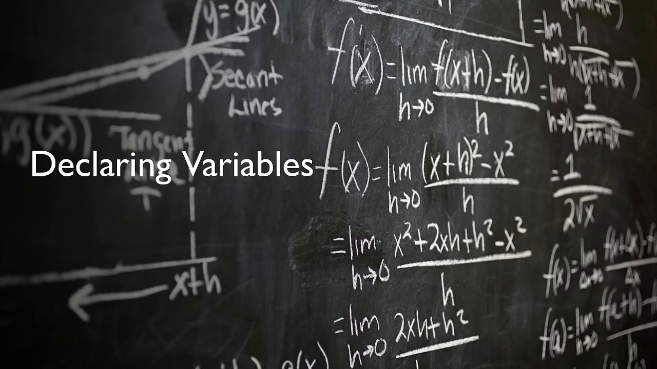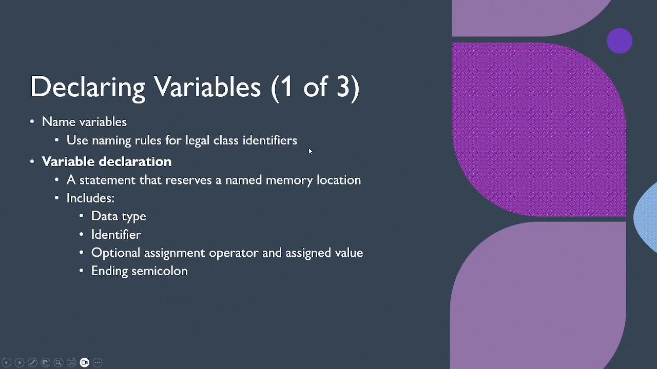Okay, so we've already talked about declaring variables a little bit. You guys can see how we declare variables in an IDE or in Java. But I do want to point out we need to use the proper naming rules and possibly conventions if you want to follow those, and you should, because it makes things more standardized. A statement that declares a variable needs to have a data type, the identifier. You can have an optional assignment operator, an assigned value, and an ending semicolon.